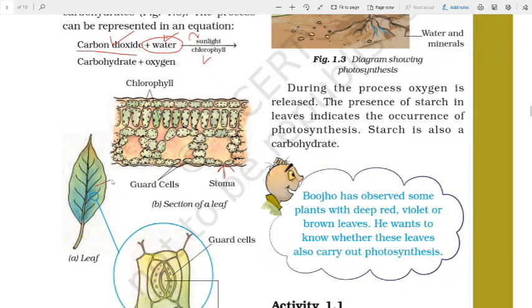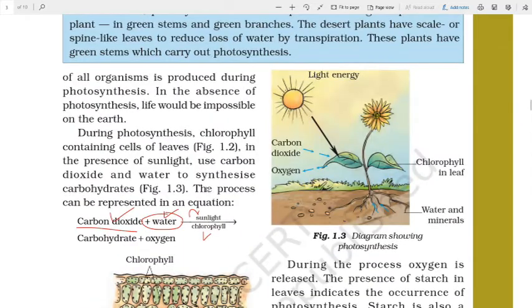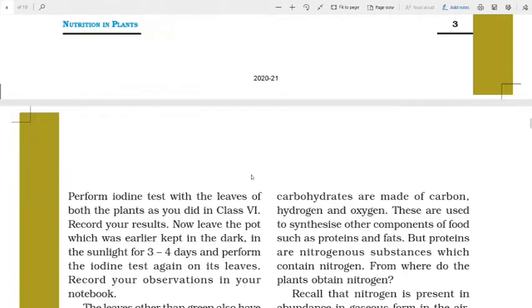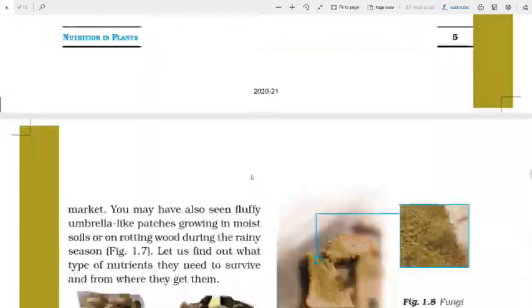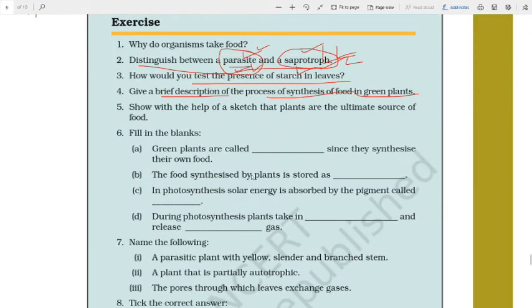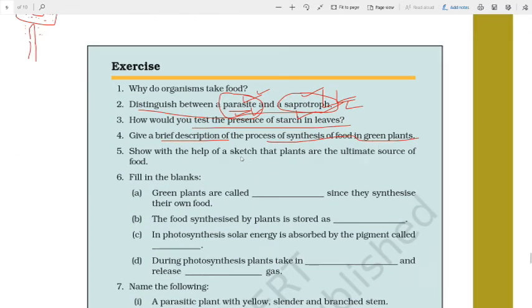And using both carbon dioxide and water in the presence of sunlight, and leaves have what? Leaves have chlorophyll. Now, using these substances, leaves in the presence of sunlight form what? Starch. So starch is formed, and this process is called photosynthesis. So this is our answer.